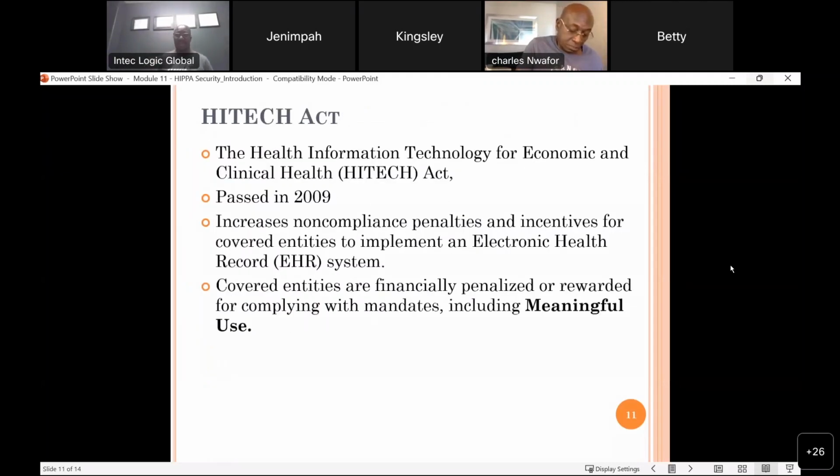HITECH Act. The HITECH is the Health Information Technology for Economic and Clinical Health Act. So we call it HITECH. The act was passed in 2009. And what this act was to do was to encourage all covered entities to move away from paper charts, right, to electronic.